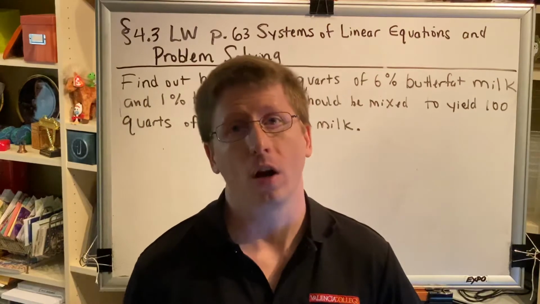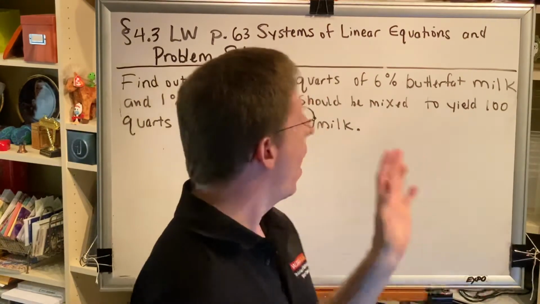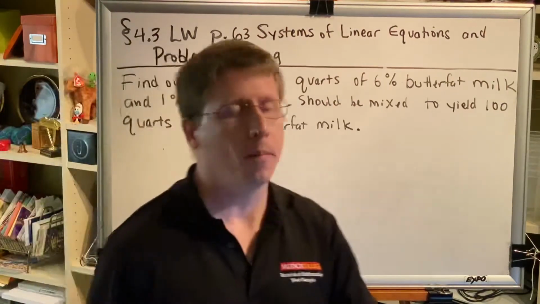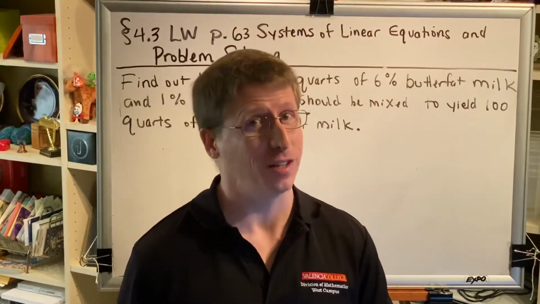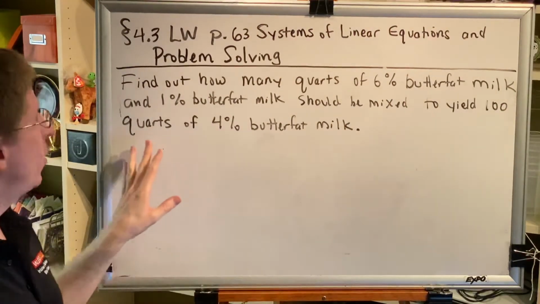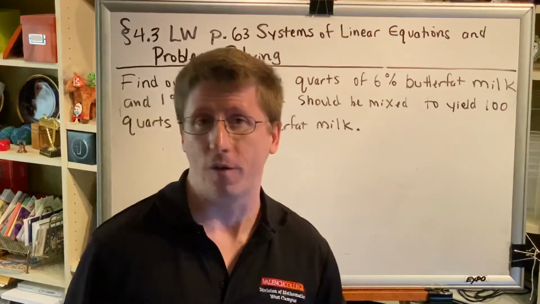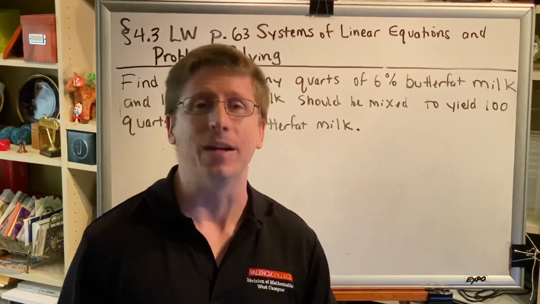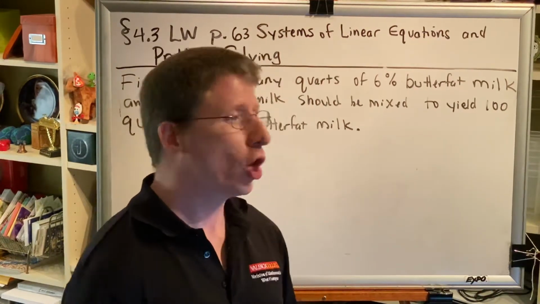Imagine you're a caterer and you're producing a recipe that requires 100 quarts of 4% butterfat milk. That's a lot of milk. 100 quarts. There are 4 quarts in a gallon. That would be 25 gallons of butterfat milk. This must be a large gathering that you're preparing some item for. Okay, so you're the caterer.